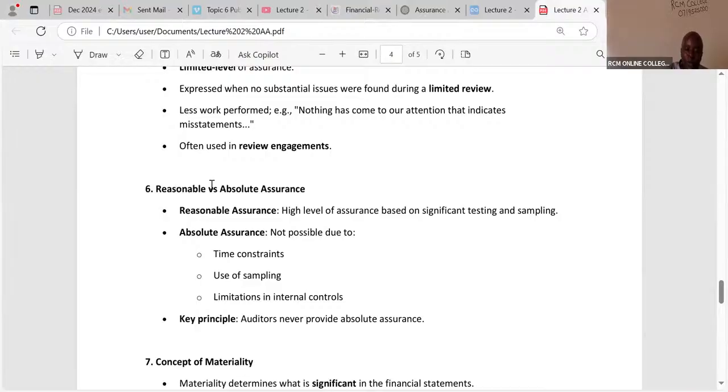We normally provide what we call reasonable assurance. It cannot be negative, of course. Why? Because remember, you're doing some work as auditors. We're doing some work there.